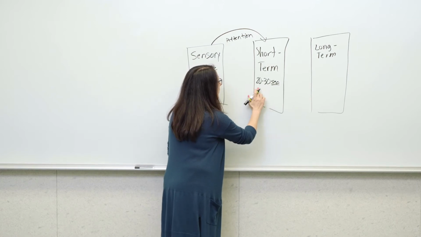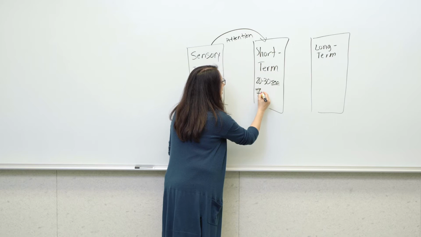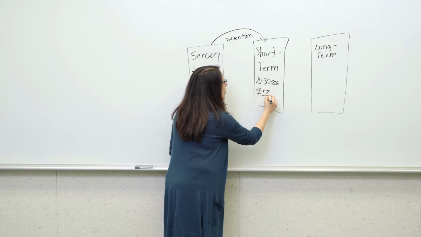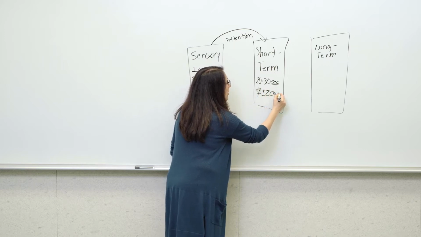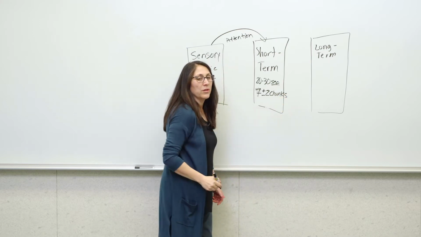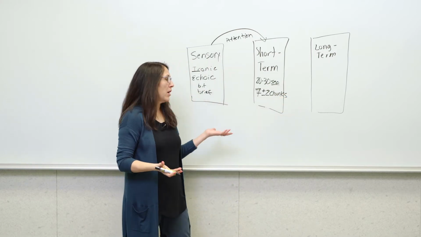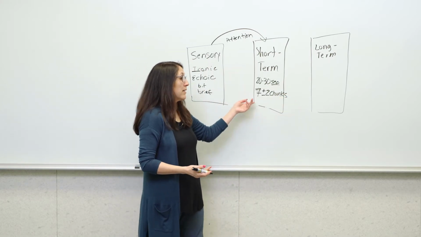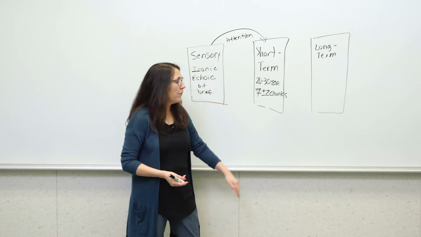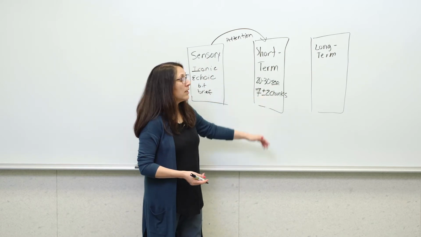It's actually 7 plus or minus 2 chunks of information, which means 5 to 9. I don't know why we don't just say 5 to 9. We say 7 plus or minus 2 chunks of information in our short-term memory.